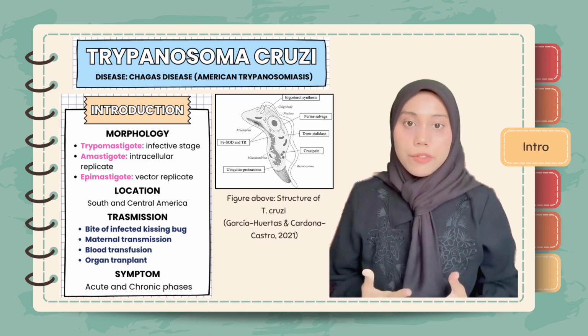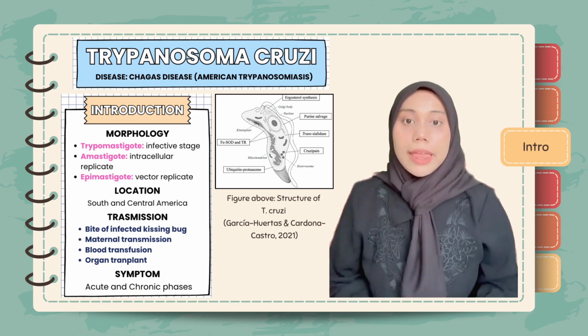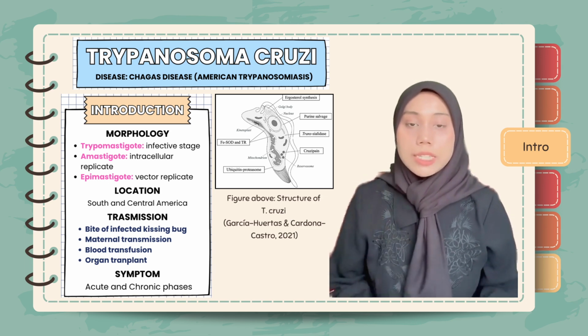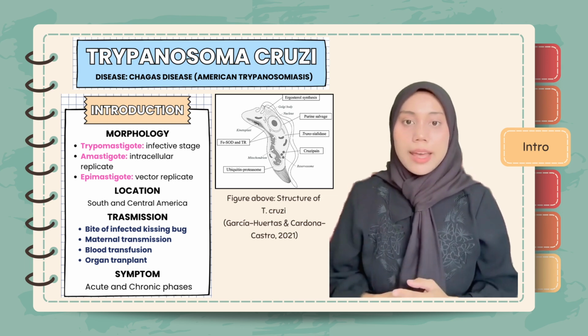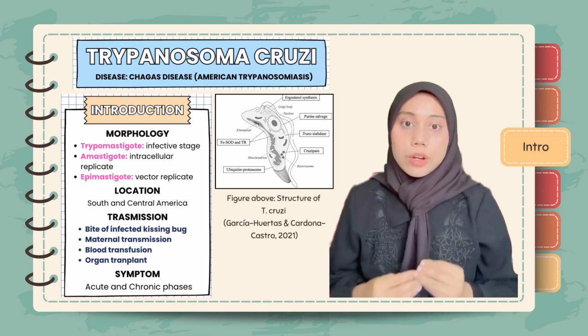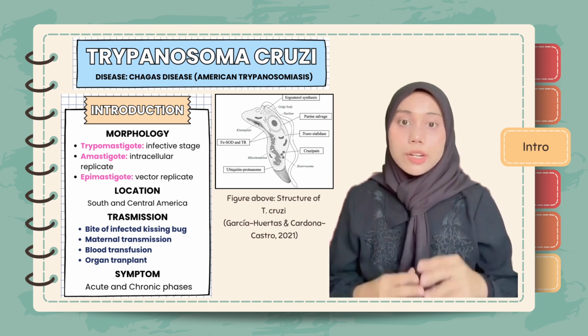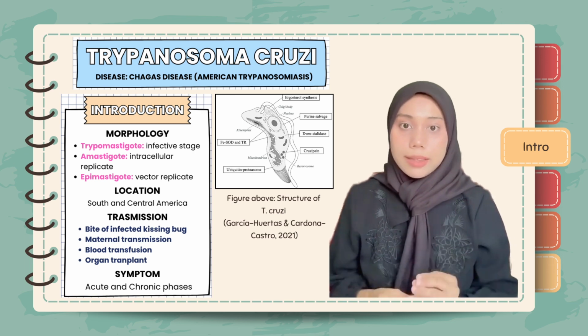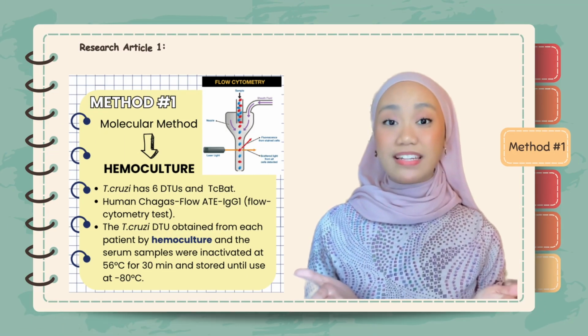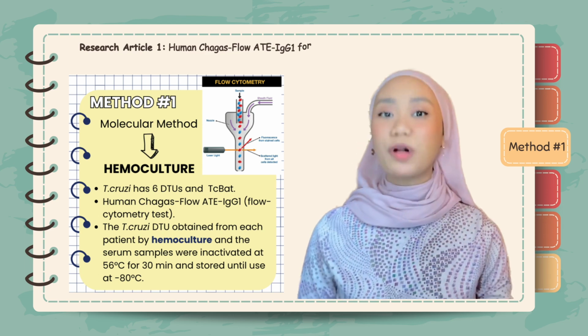When someone is infected by the T. cruzi parasite, there are two possible phases. The first one is the acute phase, a short incubation period, which can cause Romaña's sign or chagoma. The second one is the chronic phase, a long incubation period that may cause death.